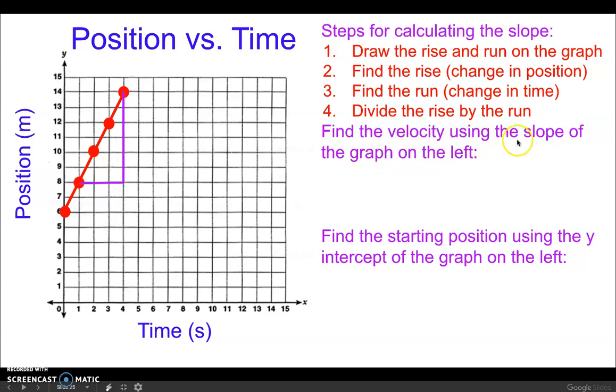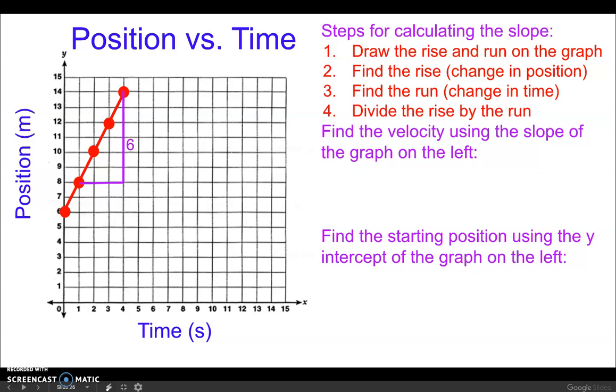Okay, so you're going to find the velocity using the slope of the graph on the left. So step 1 is draw the rise and the run on the graph. So here's the rise. Got that drawn in right here. Here's the run. I've got that drawn in right here. Step 2 is going to be find the rise or the change in position. So we're going from 8 to 14. 14 minus 8 is 6. So we've moved up 6.